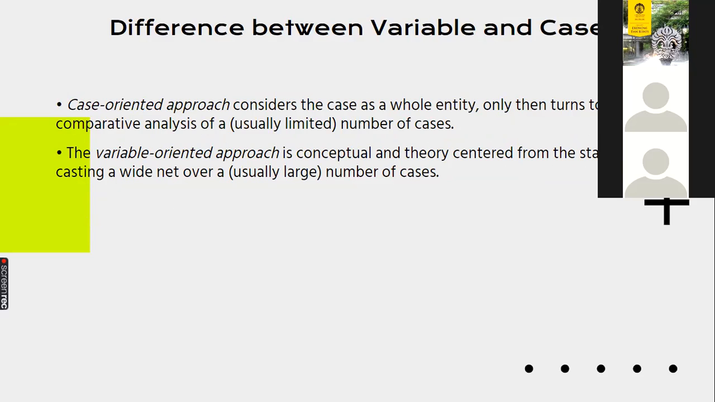And now is about the difference between variable and case. The case-oriented approach considers the case as a whole entity, looking at configurations, associations, causes, and effects within the case, and only then turns to comparative analysis of a number of cases. We would look for underlying similarities and constant associations, compare cases with different outcomes, and begin to form more general explanations. While the variable-oriented approach is conceptual and theory-centered from the start, casting a wide net over a large number of cases. The building blocks are variables and their interrelationships rather than cases. So the details of any specific case reside behind the broad patterns found across a wide variety of cases, and little explicit case-to-case comparison is done.